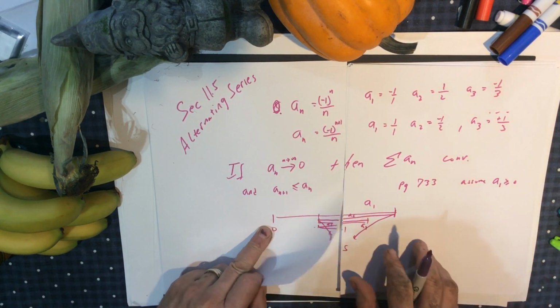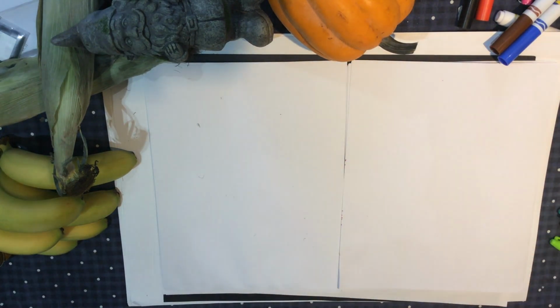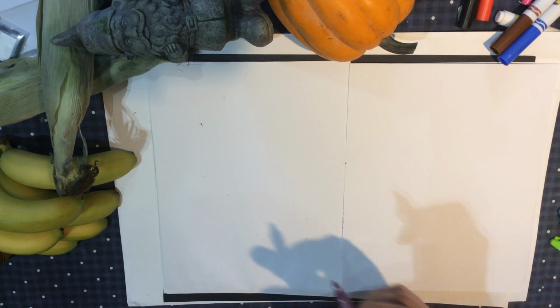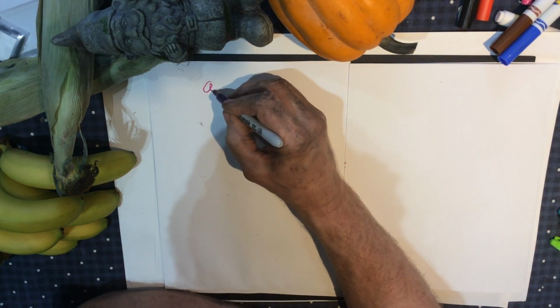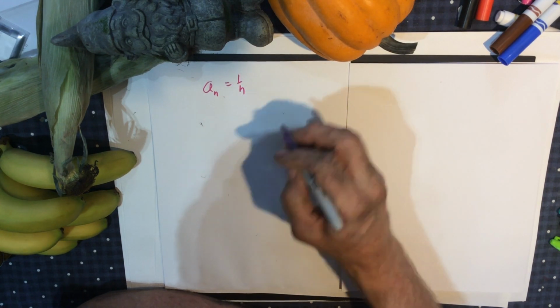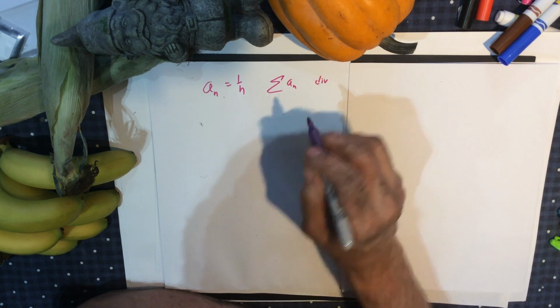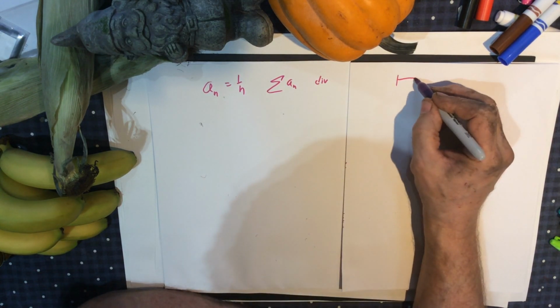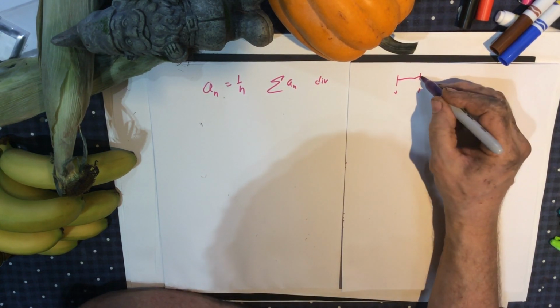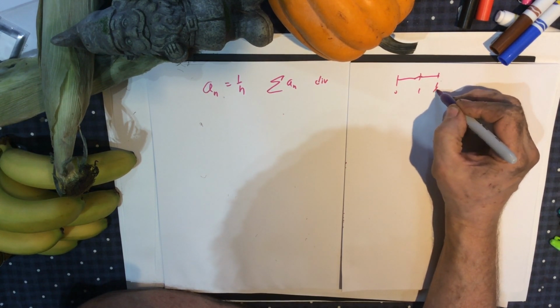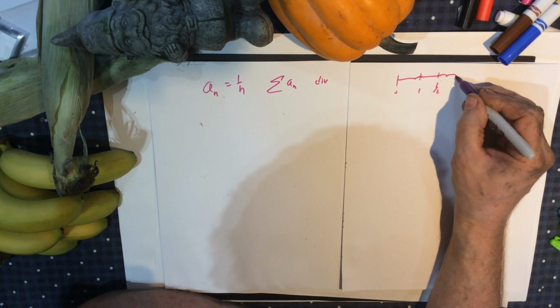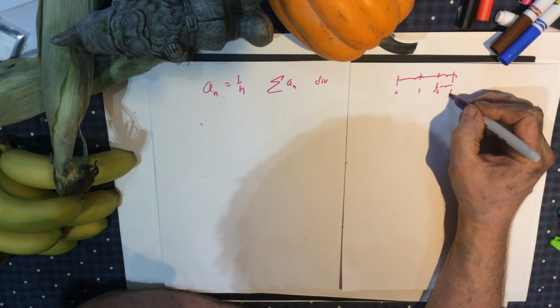Now, let's take a look at our very first sequence that I was writing down. I wrote down the harmonic sequence. So first off, we know that a sub n equals 1 over n as a series diverges. And that was the proof that we had 1, and then we had a half, and then we had a third and a fourth, which was more than a half again.